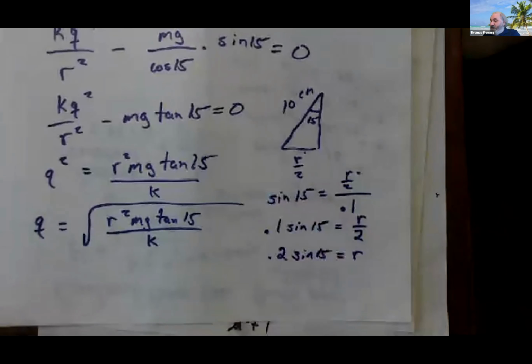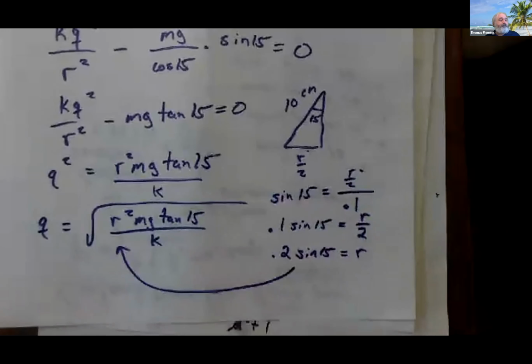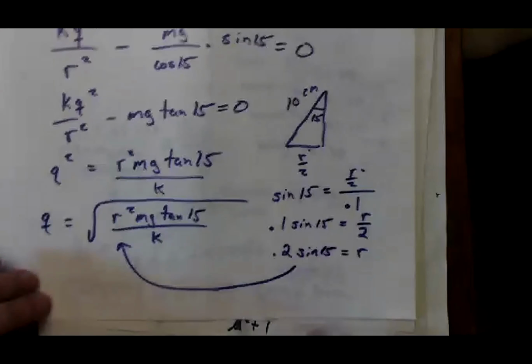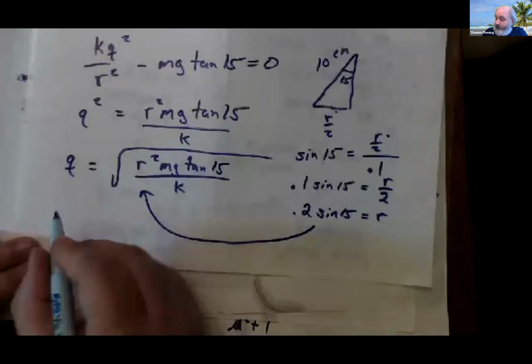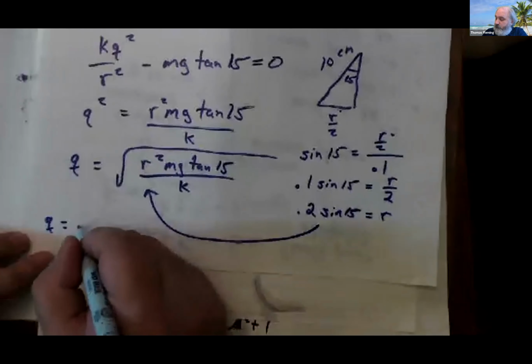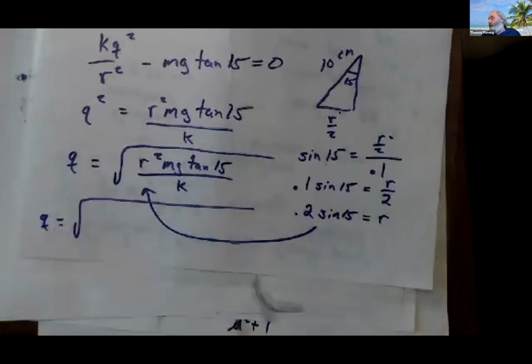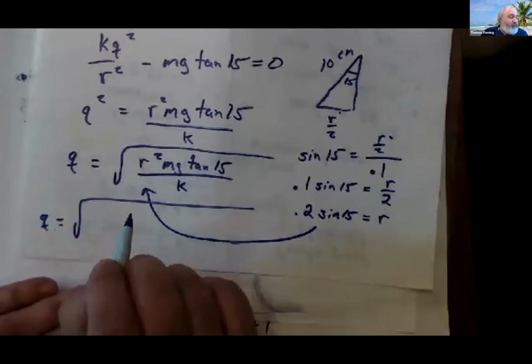And I can take that expression and plug that up in there. So now we are super, super good to go. So what is r? 0.2 times the sine of 15. So r is 0.05176.